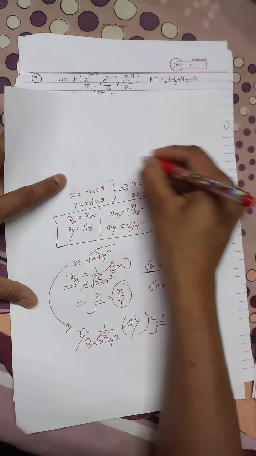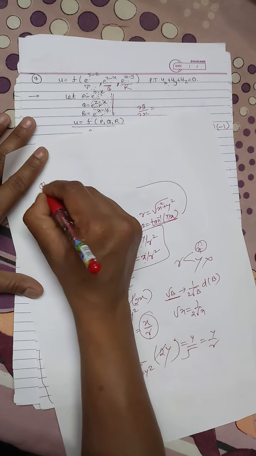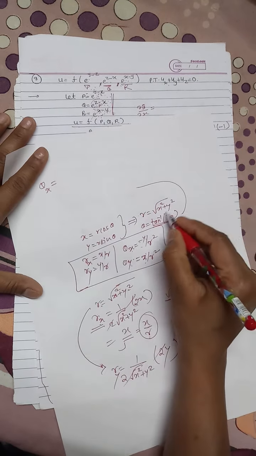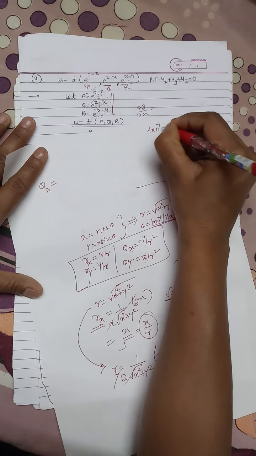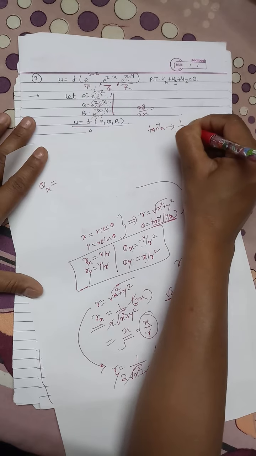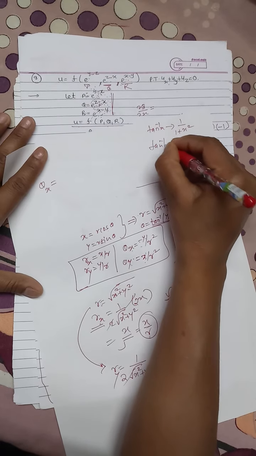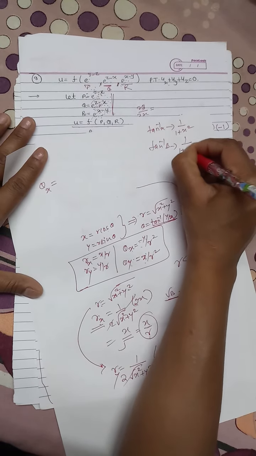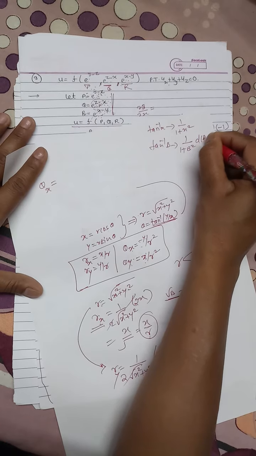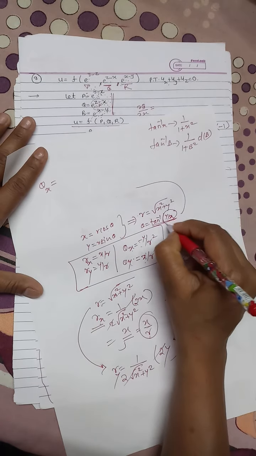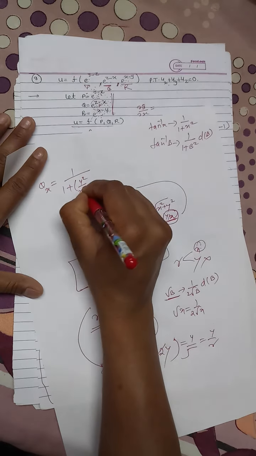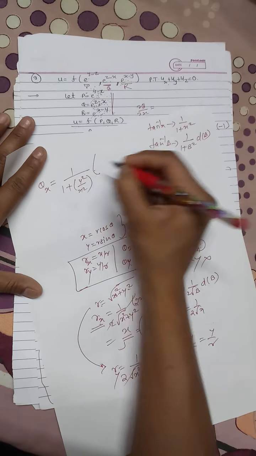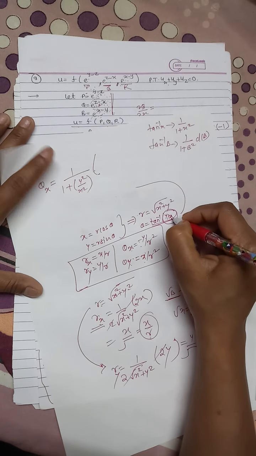Then for the theta x value, the tan inverse formula we have to apply. The tan inverse x derivative is 1 upon 1 plus x square. The tan inverse b derivative is 1 upon 1 plus b square into the derivative of b. So theta x is tan inverse b, where b is y by x. So it is 1 upon 1 plus b square, that is 1 plus y square upon x square, into the derivative of b, the derivative of y by x.